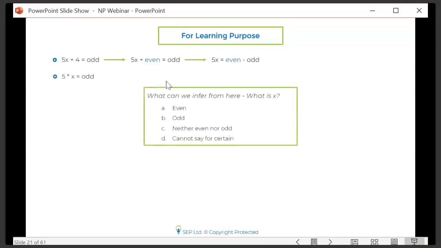Now tell me, once you see that 5 times x is odd, what can you infer about x? And I want you to mark it in a poll. So just let me bring up the poll once. Mark your answer in this poll. What can you infer from here about x? If 5 times x is odd, what can you infer about x? And keep in mind the inference that we made in step 1. We inferred that x and y could be real numbers. They could be integers as well as fractions. So keeping that in mind, what do you think x is?